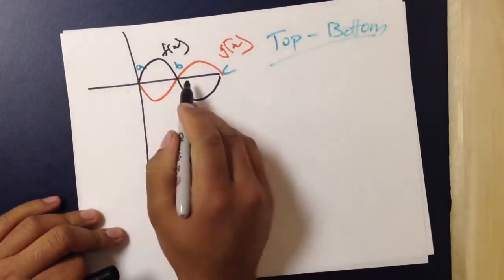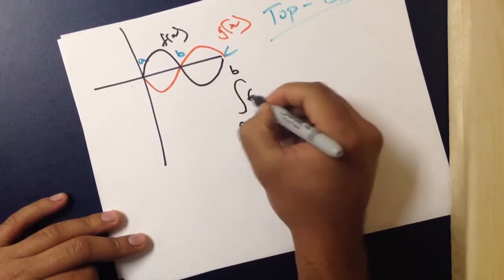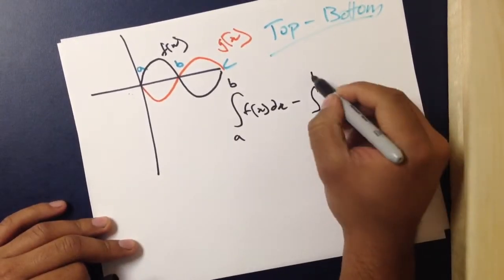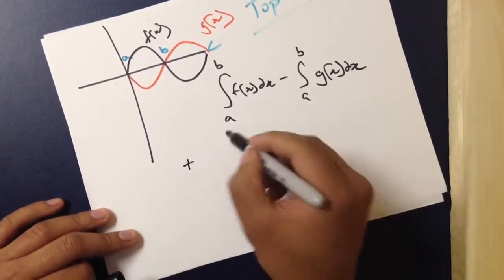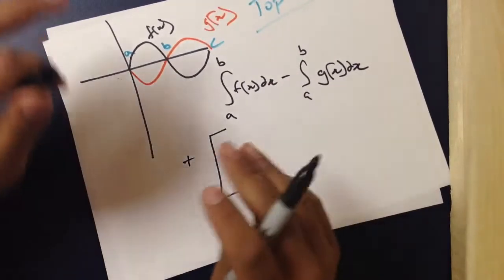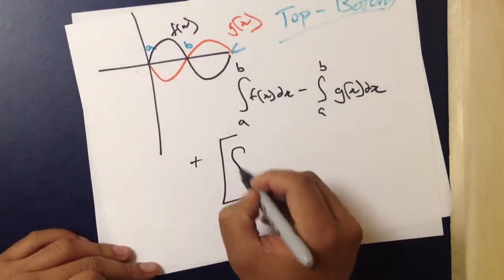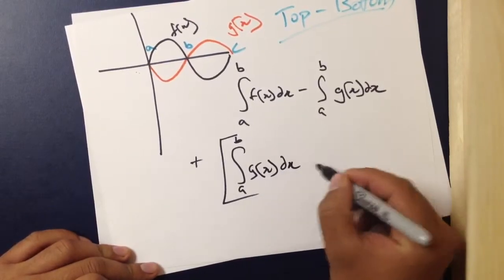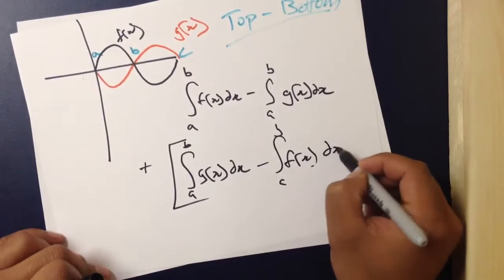So from a to b, f of x is on top. So the integral from a to b of f of x dx minus the integral from a to b of g of x dx. And then you add that to the second half of the integral. In this case, f of x is on bottom. So it's the integral from b to c of g of x dx minus the integral from b to c of f of x dx.